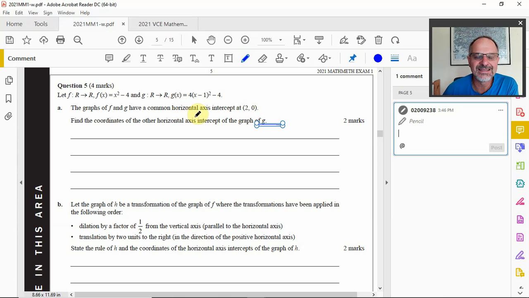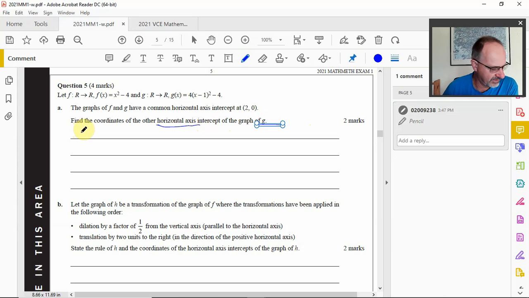So horizontal axis intercept, horizontal axis is the x-axis, and the x-intercept occurs when the y value is equal to 0. So 0 would be equal to 4 bracket (x minus 1) squared take 4. Add 4 to both sides. Divide by 4. And now we've got to undo the square. Undo the square by square rooting.